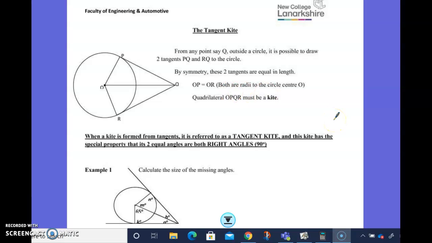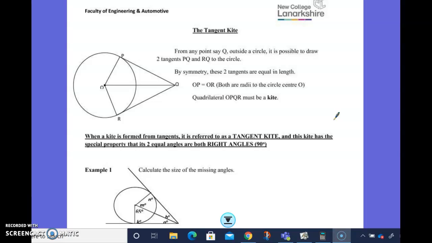Okay, last wee bit on this circle then. The last thing we're going to look at is a tangent kite. Now if we have a circle and we have any point outside the circle, we can draw two tangents to join to that point. And these two tangents, if we join them on with the radius in the circle, will make a kite.